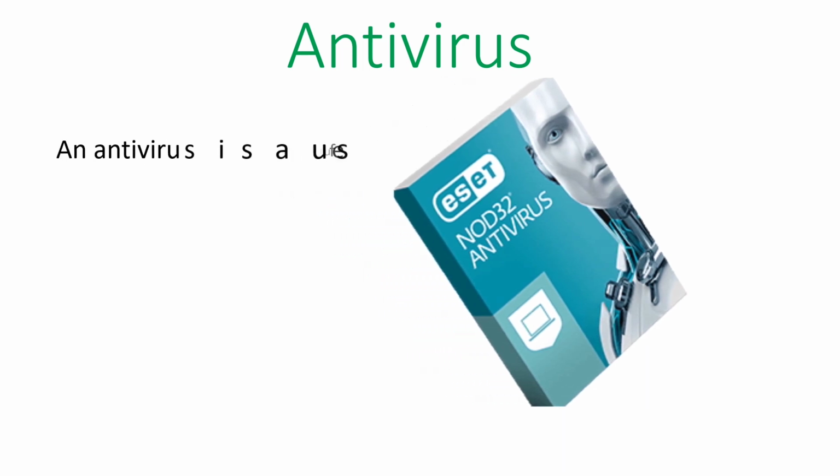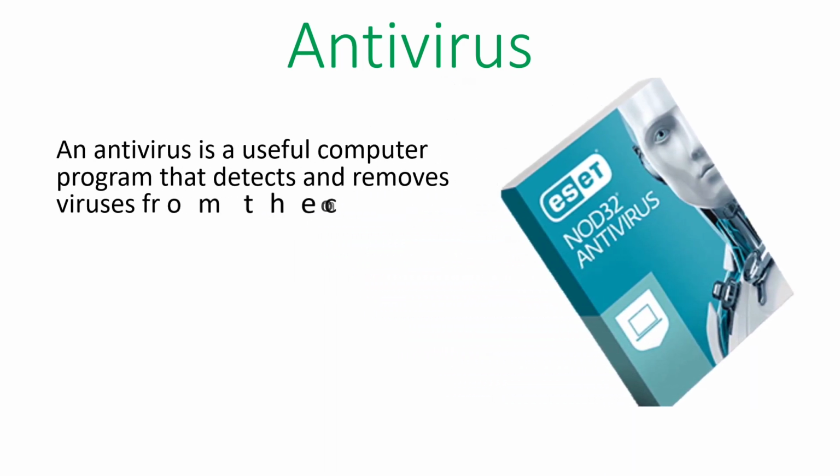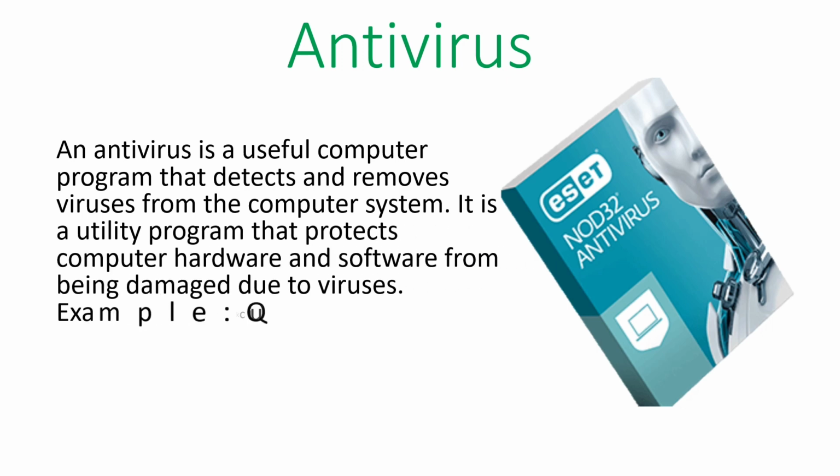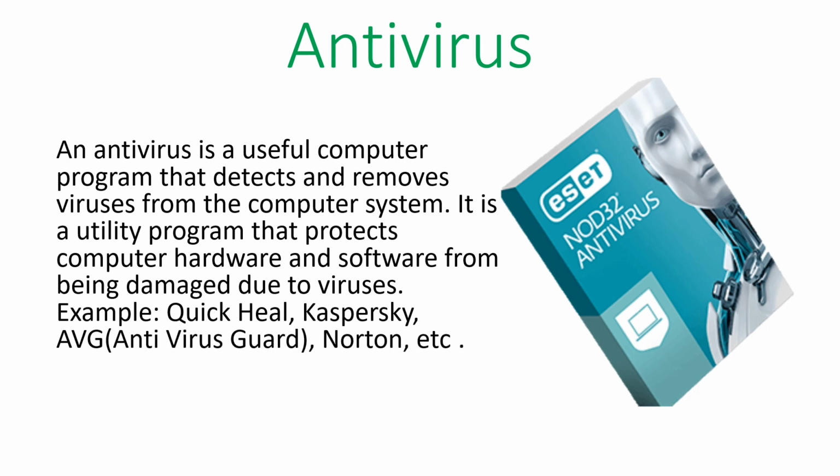Finally, let me tell you about the antivirus. Actually, antivirus is a useful computer program that detects and removes virus from the computer system. It is a utility program that protects computer hardware and software from being damaged due to viruses. So antivirus is a useful computer program that protects our computer from virus infection by detecting and removing the virus from the computer system. Some examples of antivirus software are Quick Heal, Kaspersky, AVG, which is Antivirus Guard, Norton, and so on.